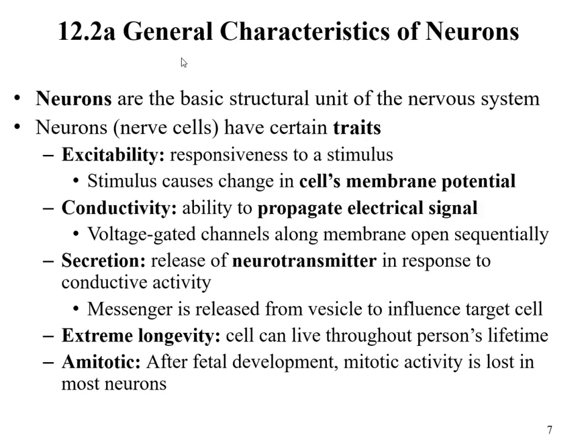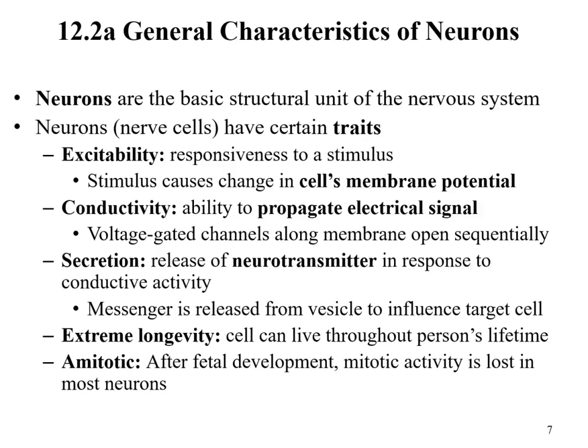Okay, general characteristics of neurons. Neurons are the basic structural unit of the nervous system. Neurons, or nerve cells, are going to have certain traits. So they're going to be excitable. Excitability means that they have a responsiveness to a stimulus. A stimulus is going to cause a change in the cell's membrane potential, and we'll talk about that shortly.